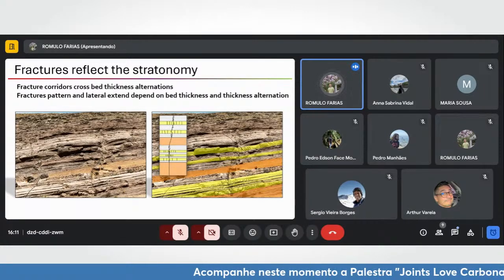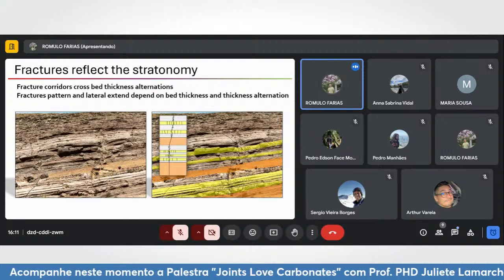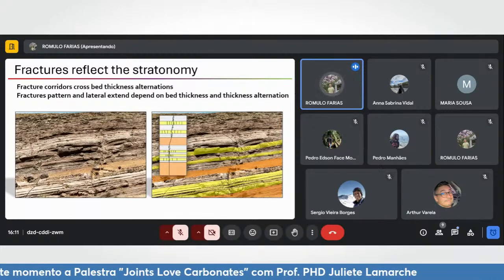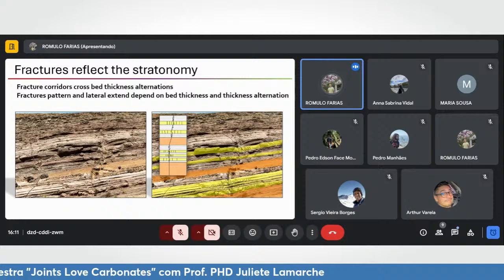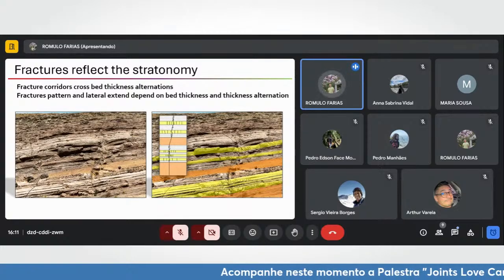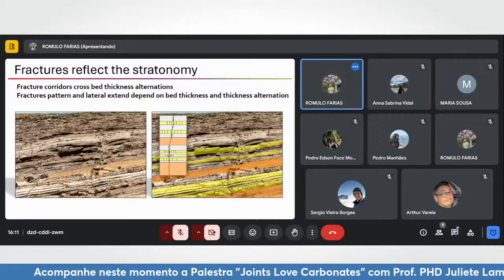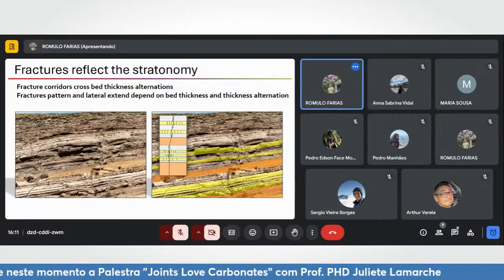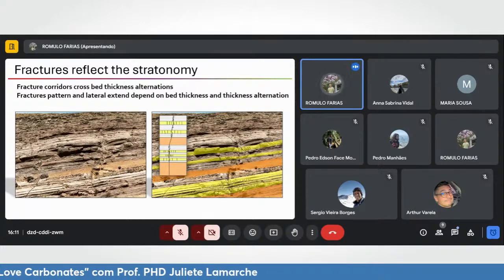What about the thickness of the bed? Yes, because you have more bedding in the yellow part, so I expect more fractures than when you compare to the orange. More fractures here? Yes, but look, for instance, this one has a lot of fractures and not this one. So it's correlated at first order, but with a lot of exceptions in detail, like every time in geology.